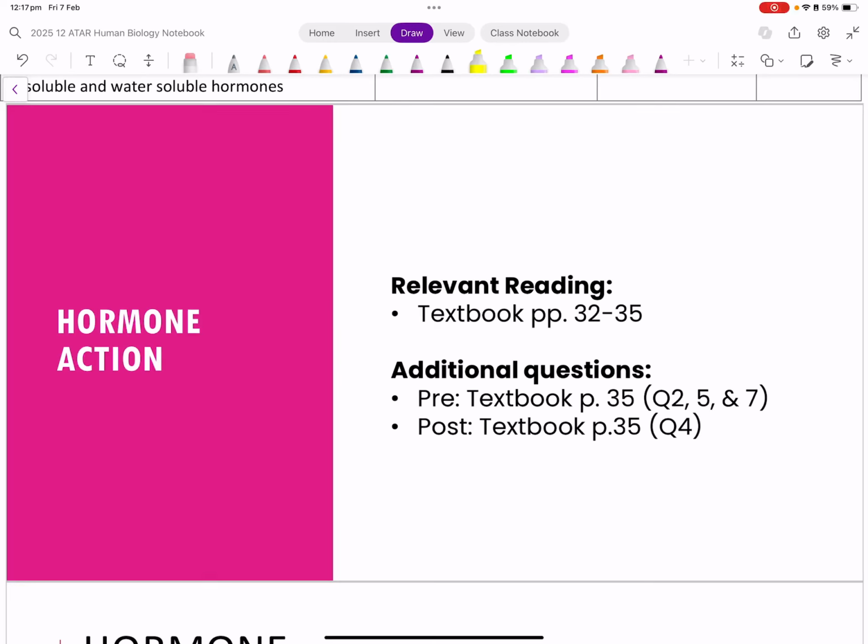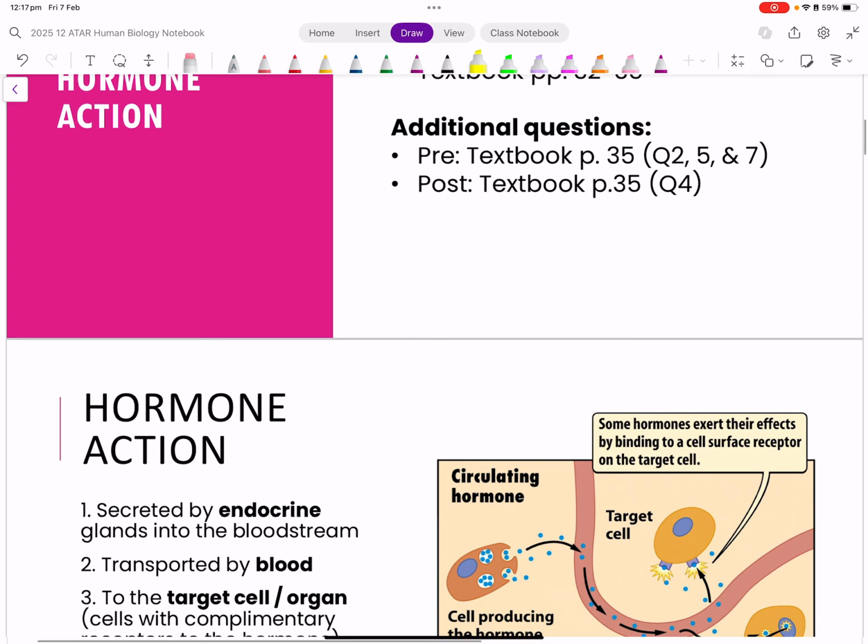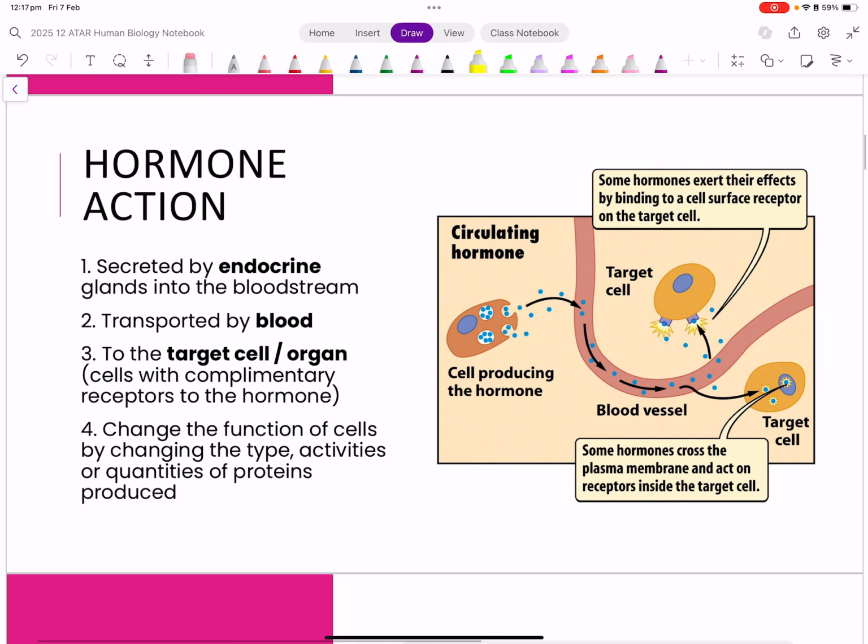In the last lesson, we went through some of the basics of the endocrine system, including a little overview of the hormones and where they're released from. But in this lesson, we're going to really focus on how hormones themselves work and the two particular types in this course. So, to start us off, how do hormones work?